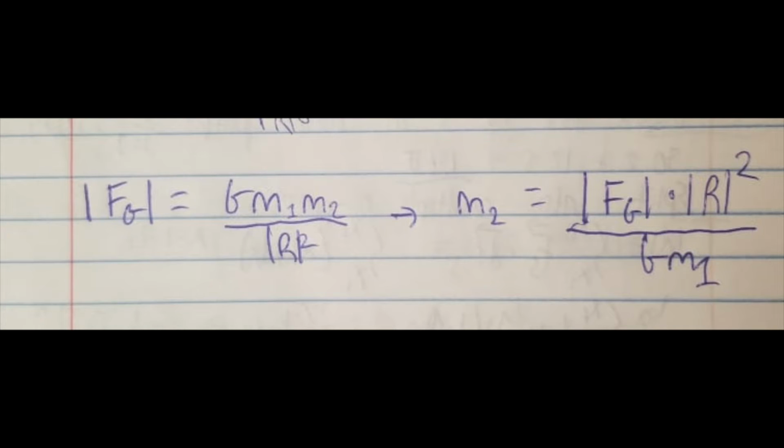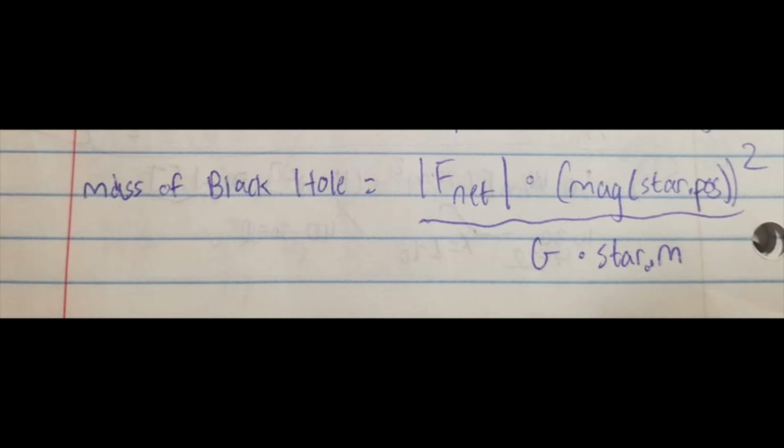Starting off with our gravitational formula and then isolating M2, we get M2 is equal to the gravitational force times R squared over G times M1. And then we get that the mass of the black hole, or M2, is equal to F net, because remember, we said that the gravitational force is the only force that we're accounting for. So Fg is equal to F net.